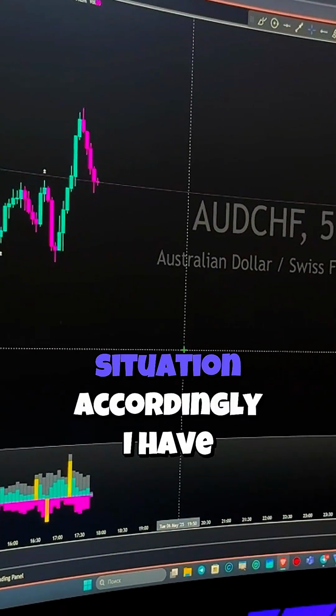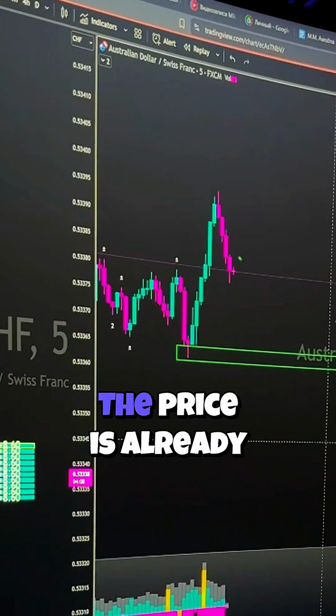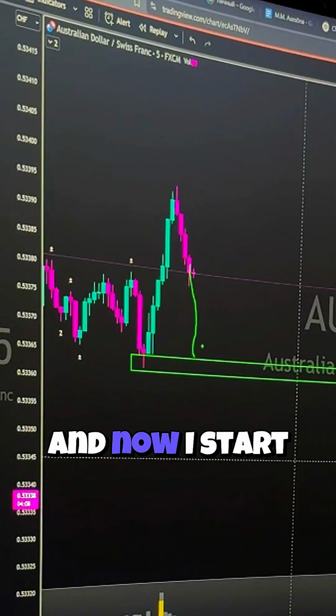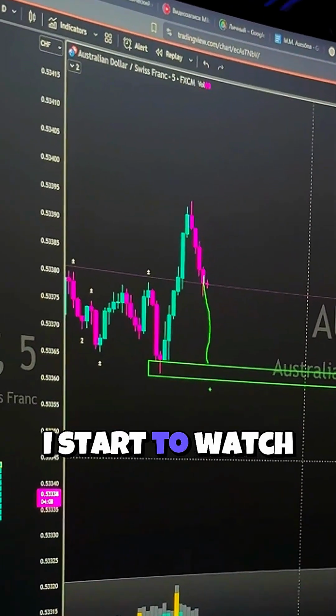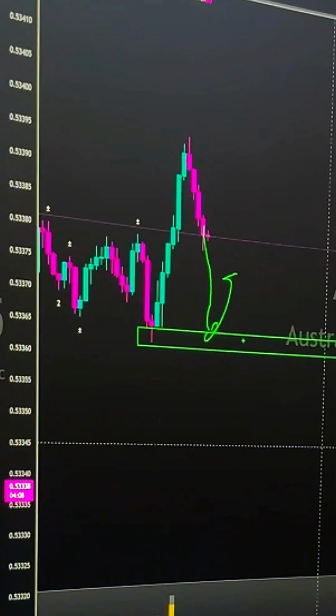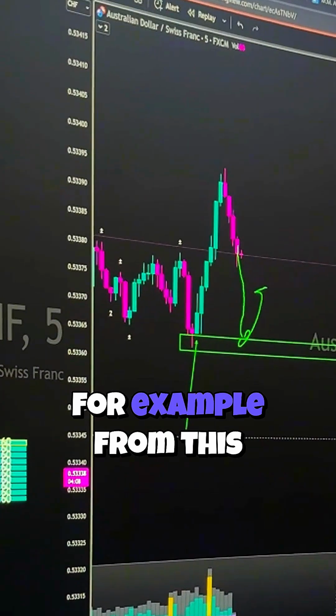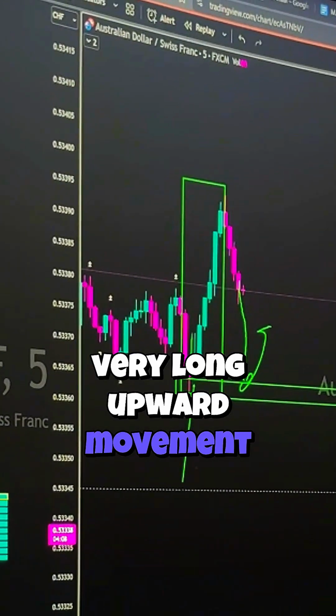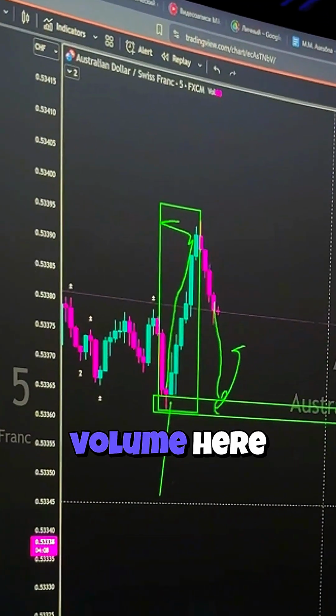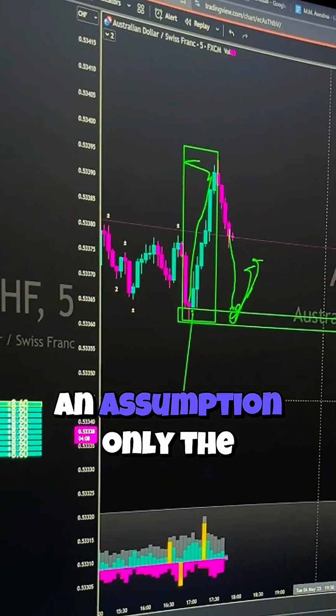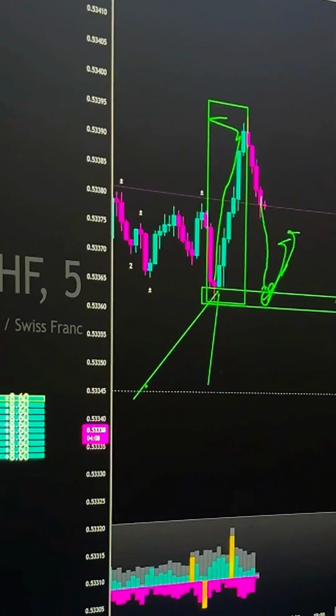If I miss this situation, accordingly, I have this level. The price is already close to the level and now I start doing the same thing. I start to watch if there is a buyer at this level. What should this look like? First, you look at what kind of stop this is. What happened at this stop? For example, from this stop, there was a very long upward movement. So I can assume that there is buying volume here. Assume. There is always only an assumption. Only the market maker and the exchange know for sure.